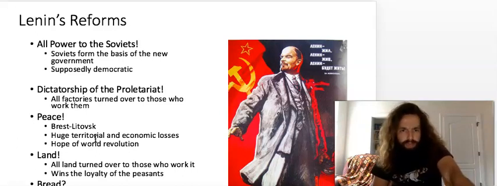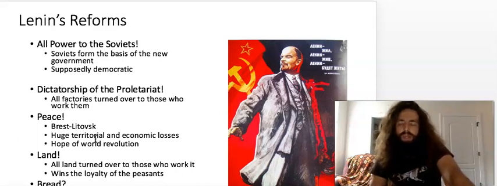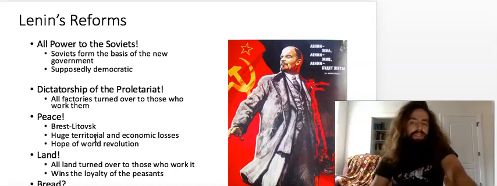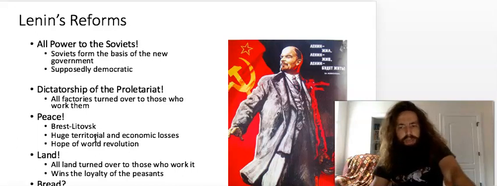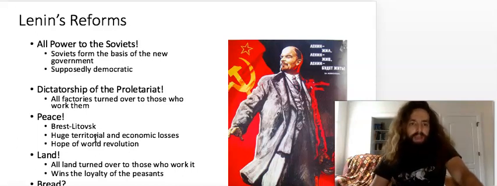Now, Lenin's not really worried about this because he is 100% convinced that Germany is about to have its own communist revolution, and that it doesn't really matter if Russia gives up some territory, because pretty soon every country in the world is going to be communist and we can all work together, so it doesn't matter who controls whom. That doesn't work out, but it's a nice idea.